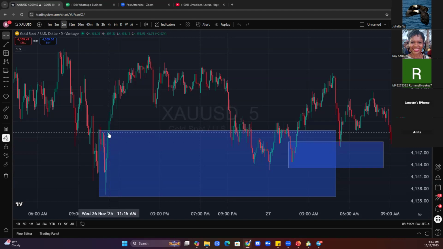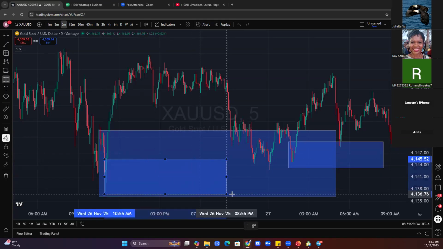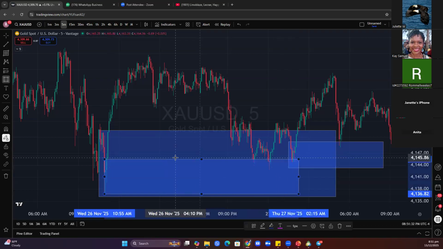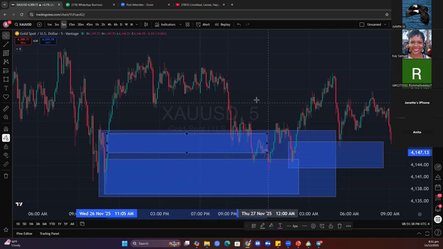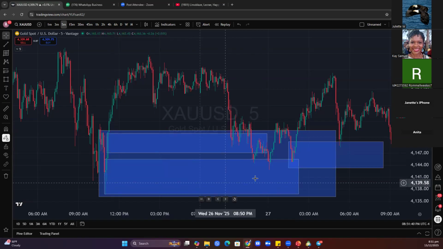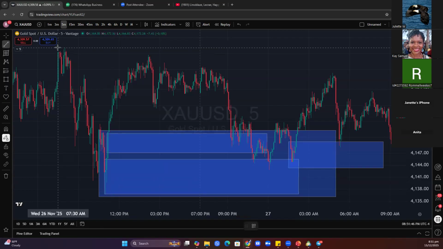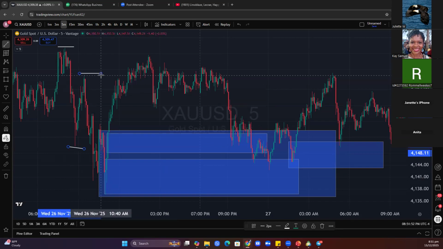So there's two things. We got the imbalance left behind here, and we also have the order block. This is your order block. This is your imbalance. Once again, this is price coming down. So we got market pushing down, creating the lower lows, the lower highs, the lower lows, the lower highs. And then market creating a lower low here.